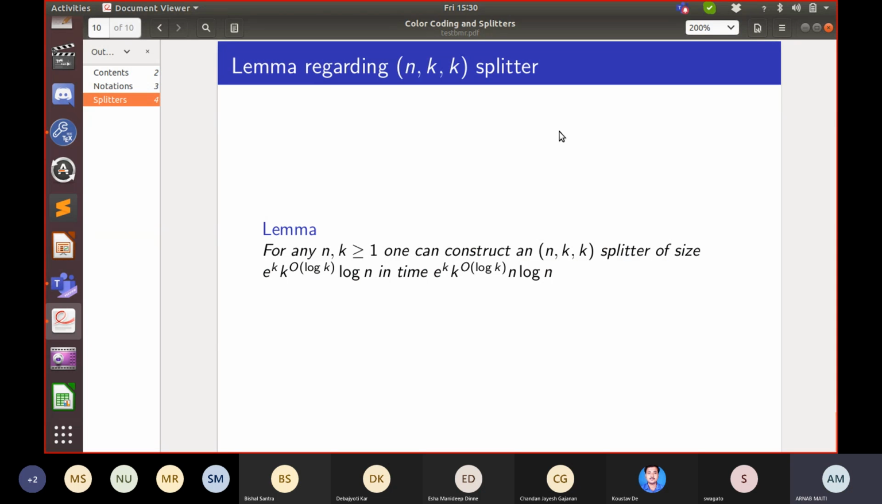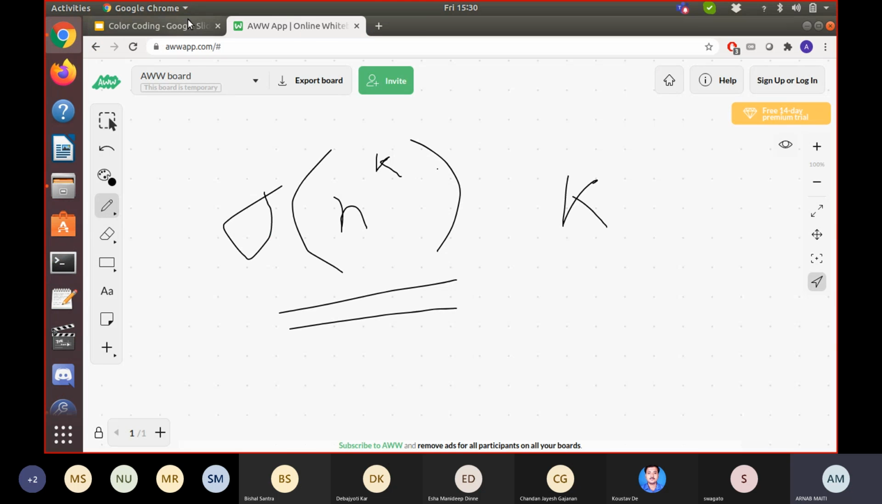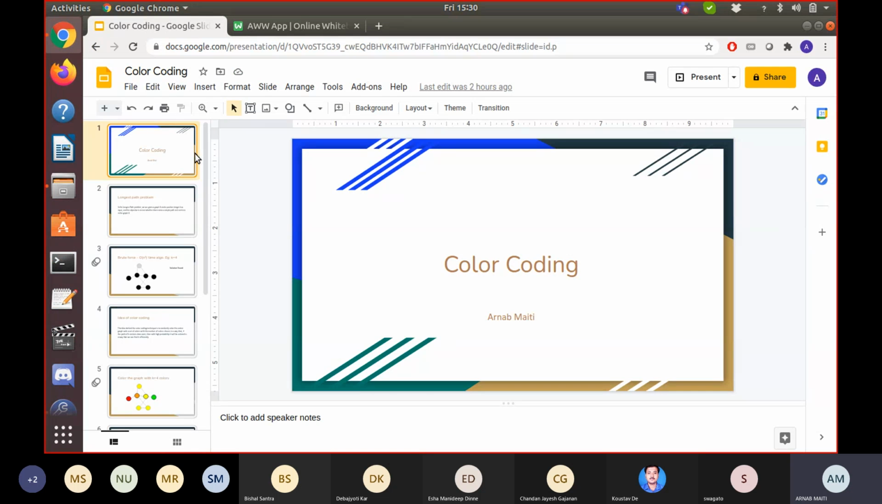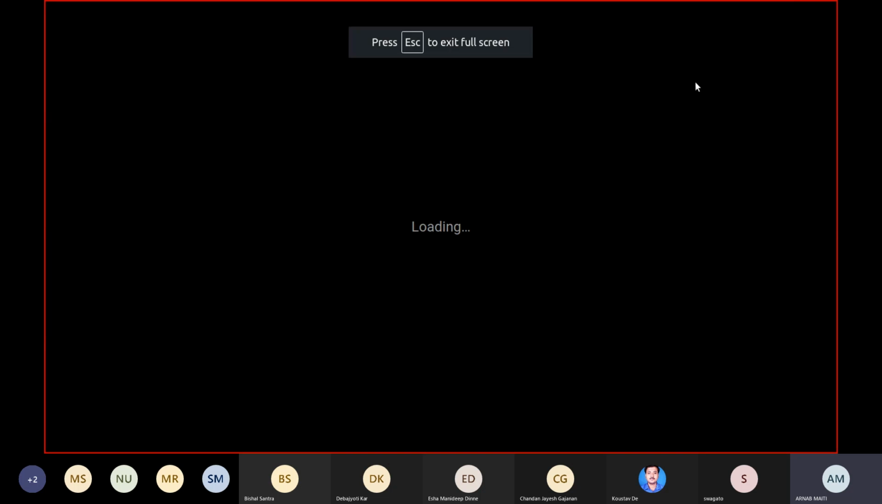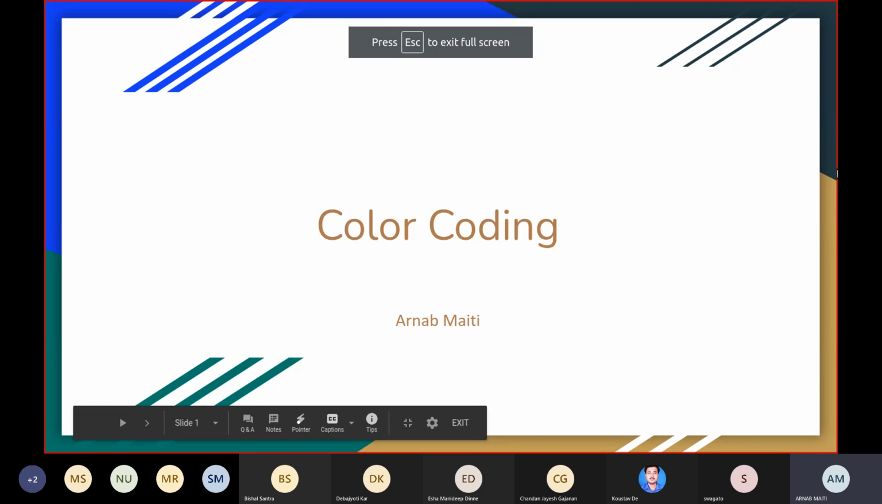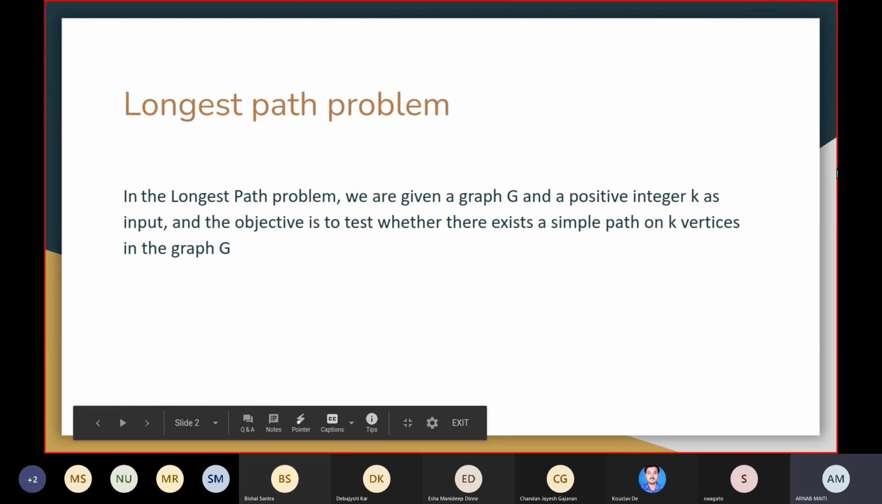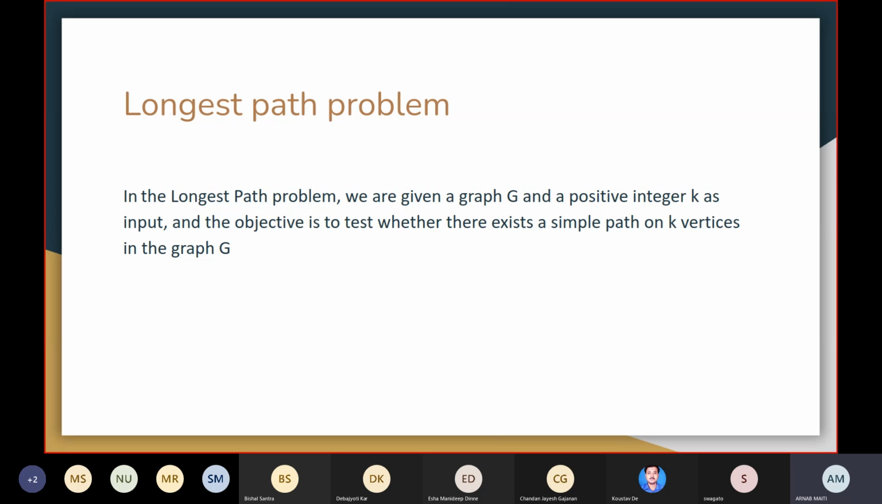Yeah. So this was splitters. Now let us go to the interesting part, which is color coding. Let me share the presentation. Okay. So let us understand this example using one problem.